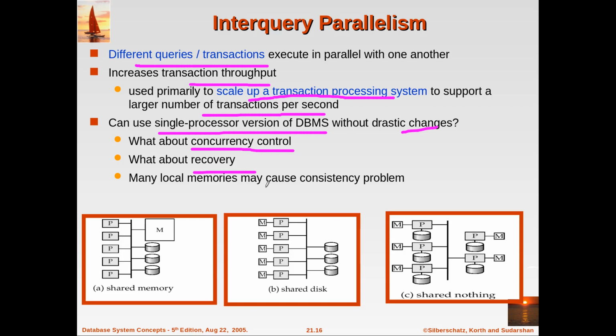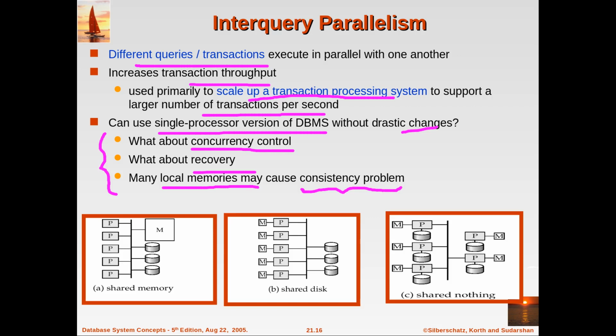Similarly, when we use the local memory of that particular processor for execution, we have a problem called the consistency problem, so that the data we are accessing now must be the exact data present in the local cache memory as well as in the secondary disk. All these, concurrency control, recovery, and cache coherency or consistency problems, must be managed when we are using the single processor version of a DBMS without much parallelism.